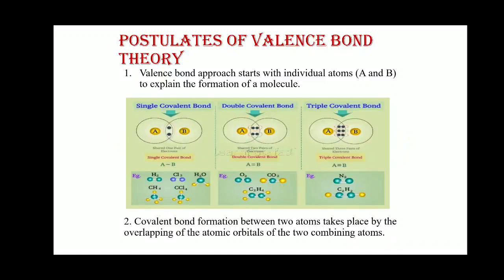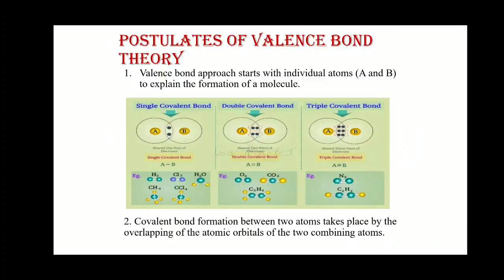Similarly, in a double covalent bond, sharing of two electron pairs takes place, which results in the formation of a double covalent bond. For example, in O2, there is a double bond. It means there is a sharing of two electron pairs between two oxygen atoms. CO2 and C2H4 are also examples of a double covalent bond.